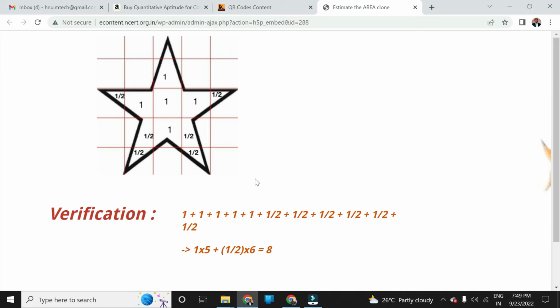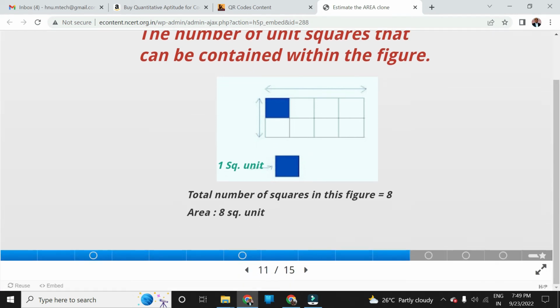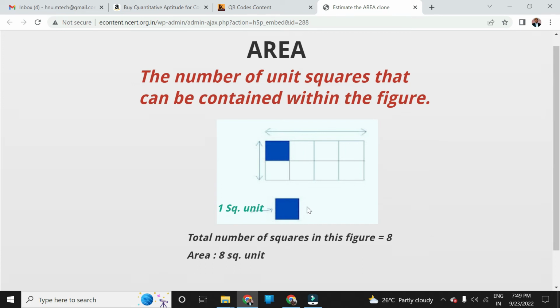answers for these questions. The number of unit squares that can be contained within the figure. How many unit squares can be contained within the figure here? This is 1 unit square. You know that a unit square, in the sense, if you take a scale and measure it, will be 1 centimeter on all sides. Okay, so that is a unit square. So unit squares that can be contained within the figure: total number of unit squares within the figure is equal to 8. 1 2 3 4 5 6 7 8.